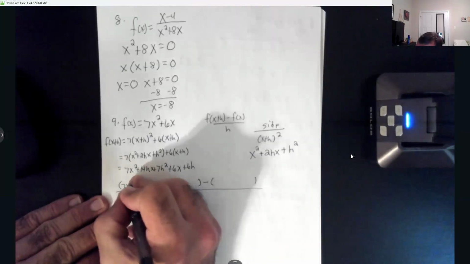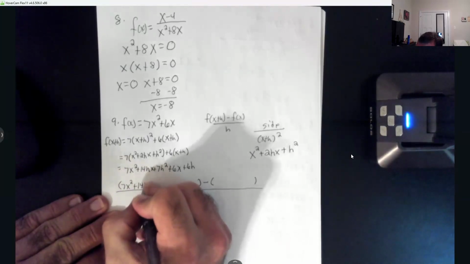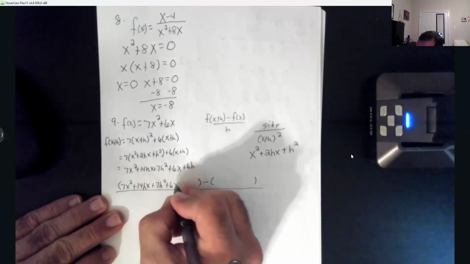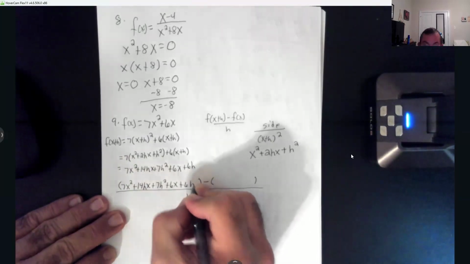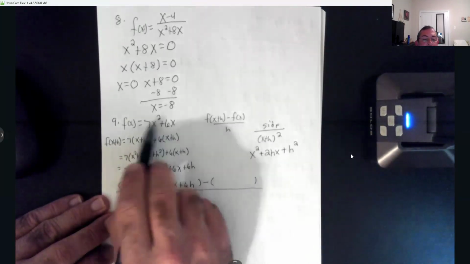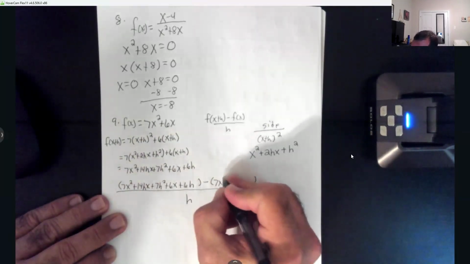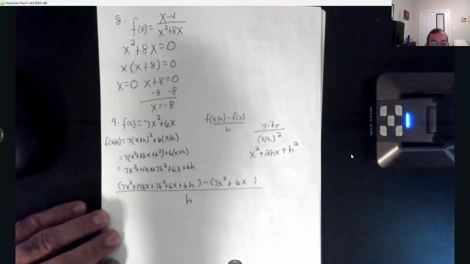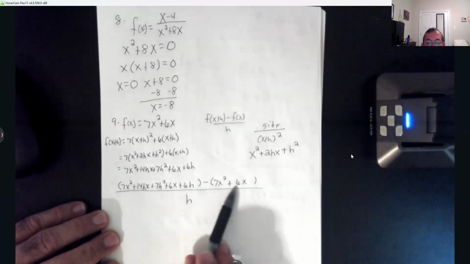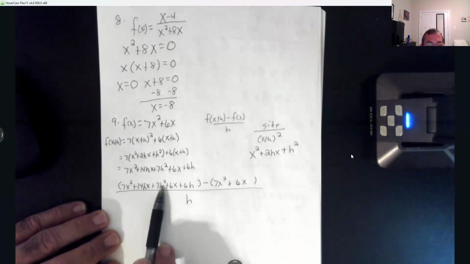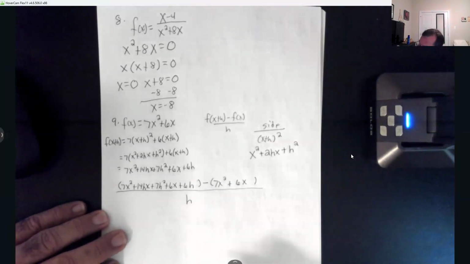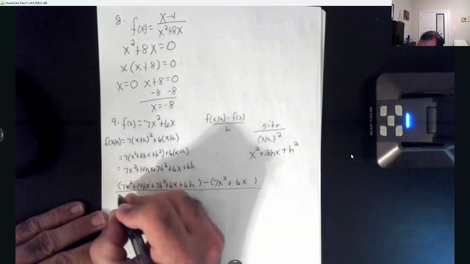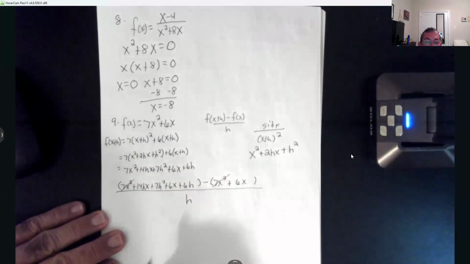All right, y'all, so let's plug in the stuff. 7x squared, 14hx, plus 7h squared, plus 6x, plus 6h, minus f of x here, which was 7x squared plus 6x. Now, if y'all remember, everything on this top row that did not have an h is going to cancel out. 7x squared, this is really a negative 7x squared. So y'all, those are canceling.